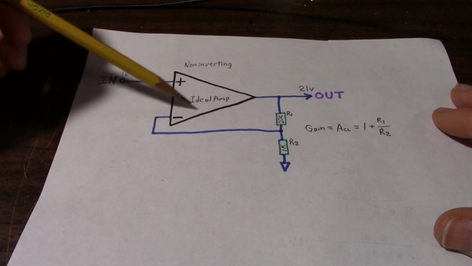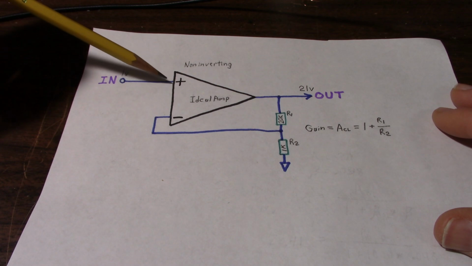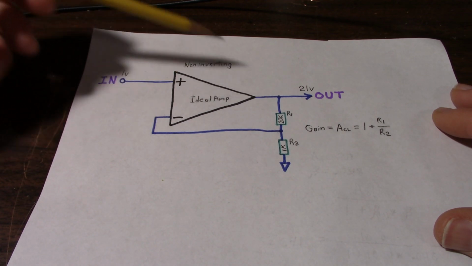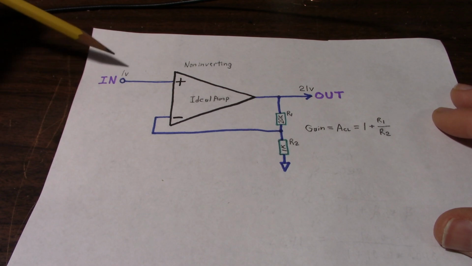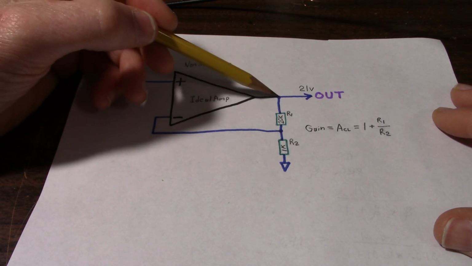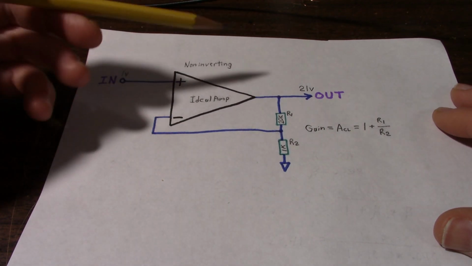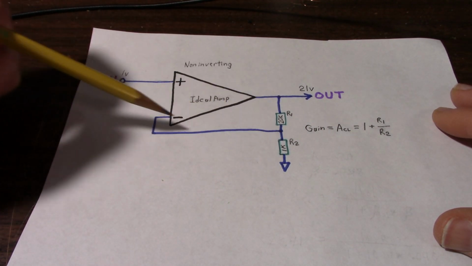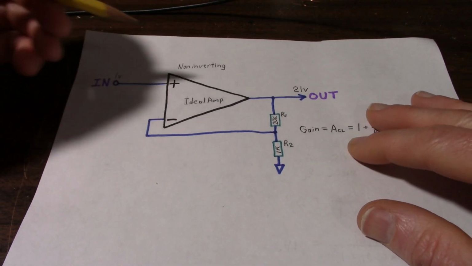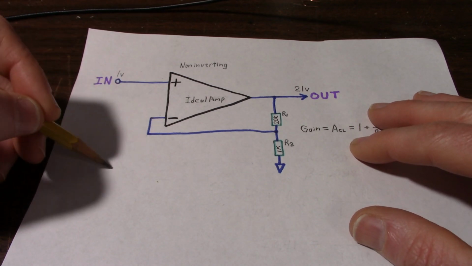Let's say our ideal amplifier has a non-linearity. It's not really ideal anymore. I mean, it still has infinite input impedance, zero output impedance, but it has a non-linearity. In other words, we put in 1 volt, but let's say we're only getting 20 volts out. We can see how the negative feedback is going to correct that condition.